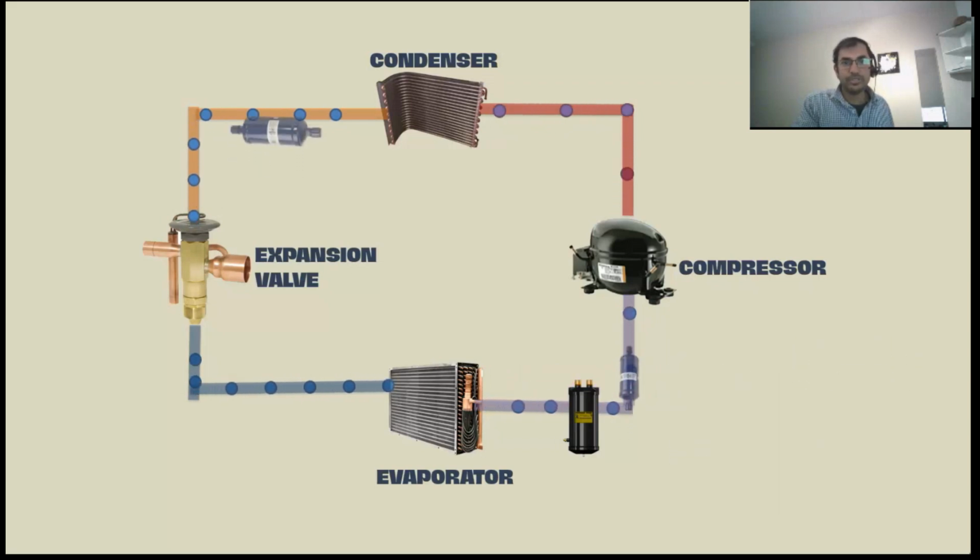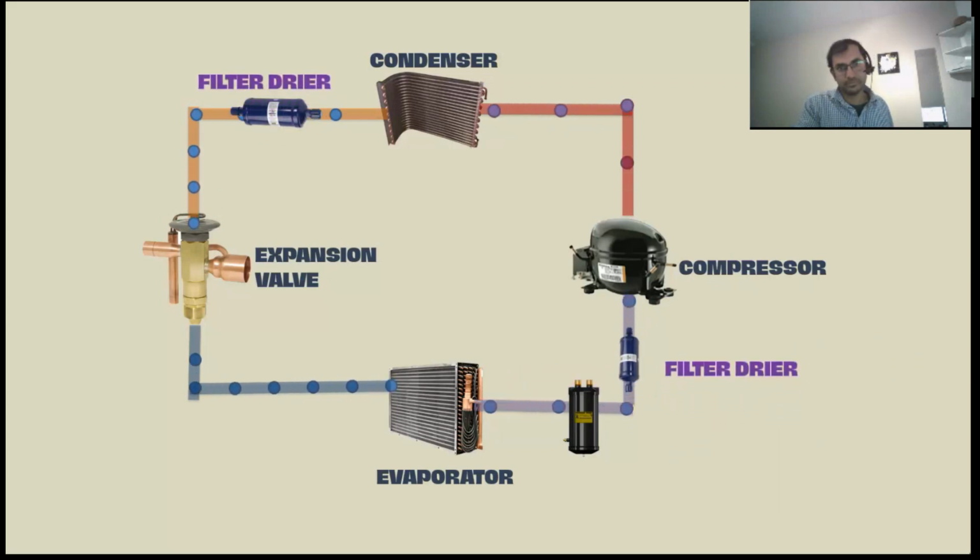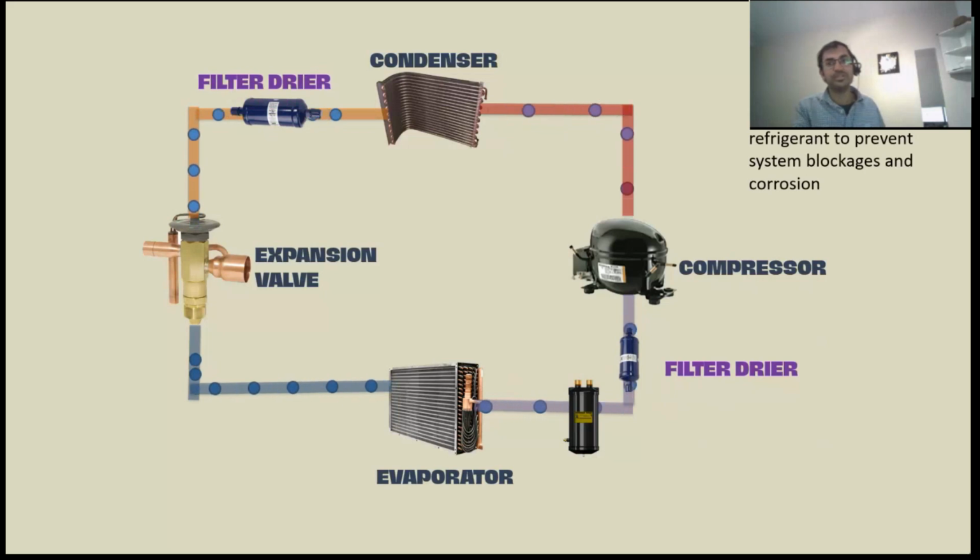And then there will be a filter dryer. Filter dryer is kept before the compressor and before the expansion valve. It removes moisture and contaminants from the refrigerant to prevent system blockage and corrosion. It functions as a simple filter. And it is installed in the liquid line, that is between the condenser and expansion valve, or the compressor suction line between evaporator and compressor.